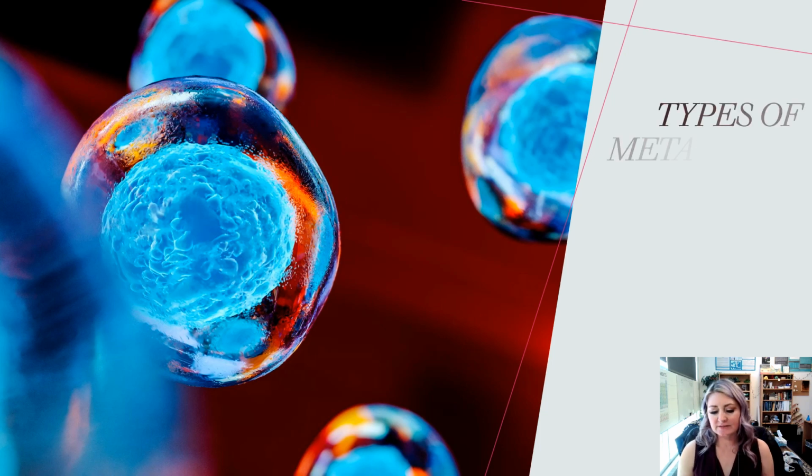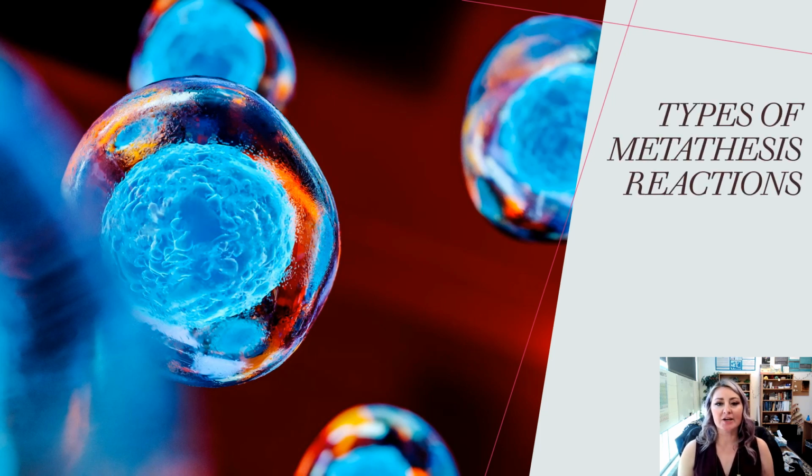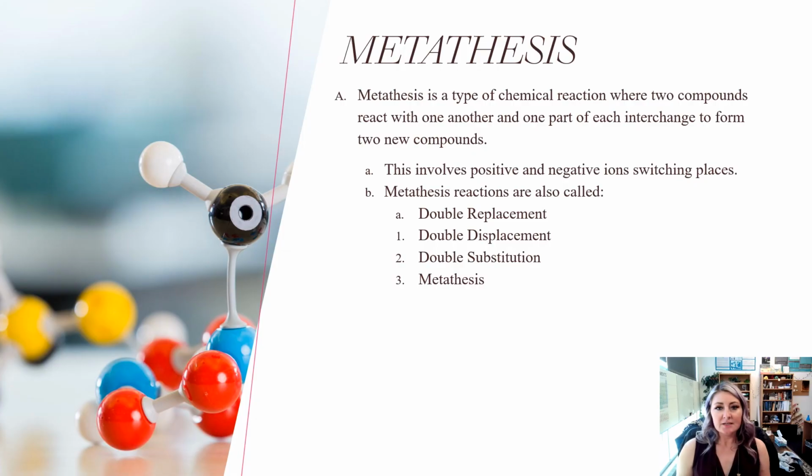We'll round out our discussion on the types of reactions by moving from redox reactions now to metathesis reactions. So let's start off with a definition of what a metathesis reaction is. This is a chemical reaction where two compounds are going to react with one another, and they're going to interchange and form two new compounds. So we have two compounds reacting to form two new compounds.